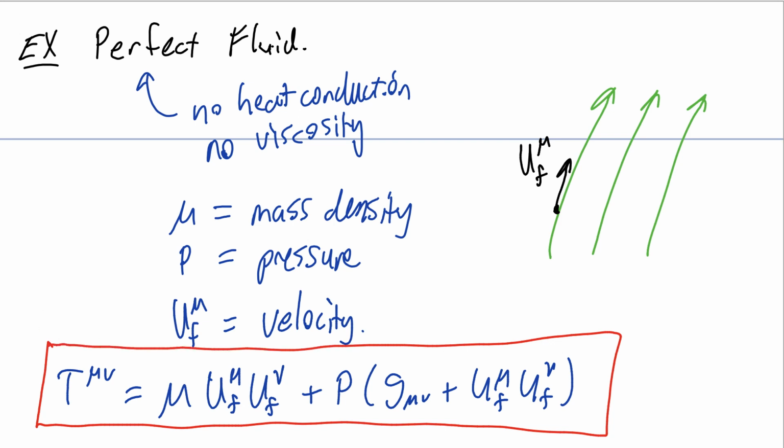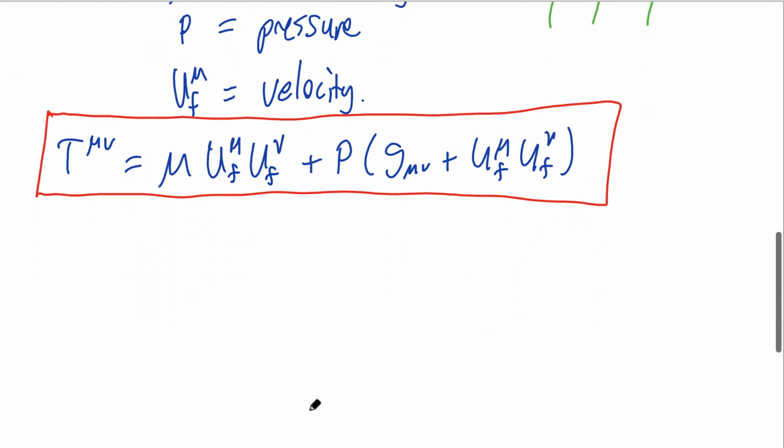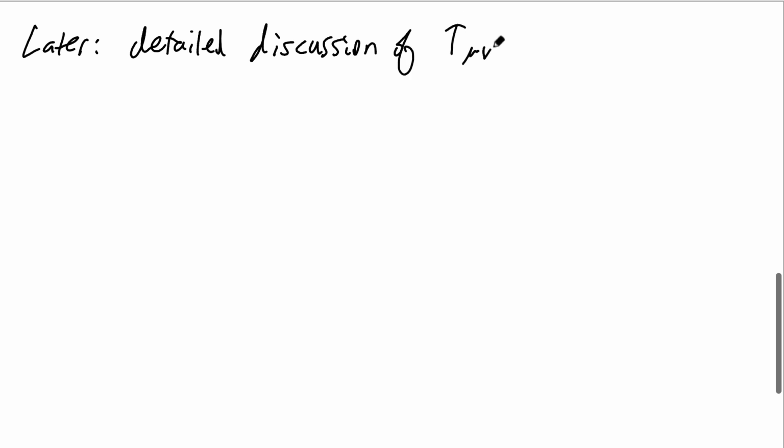We now have two examples of stress energy momentum tensors, namely the electromagnetic field and the perfect fluid. And of course, if we had a space-time in which we had both electromagnetic fields as well as perfect fluids, we would just add together the stress energy momentum tensors for each of those fields to get the total stress energy momentum tensor. Now, I'm going to save the detailed interpretation of the stress energy momentum tensor for a later lecture.